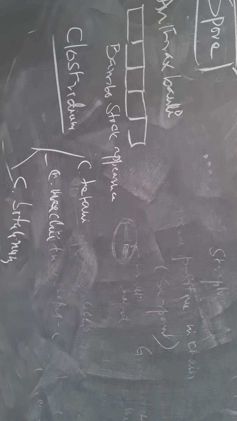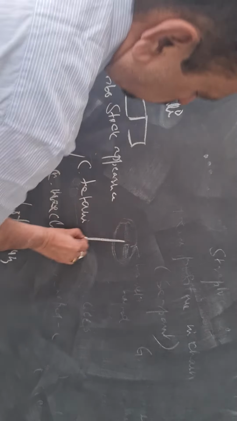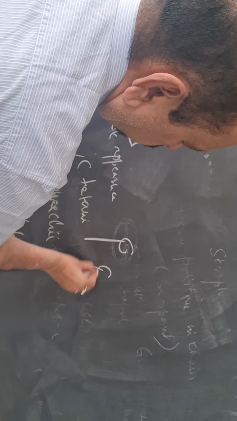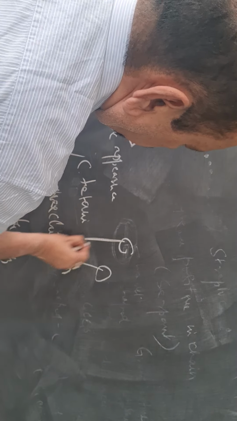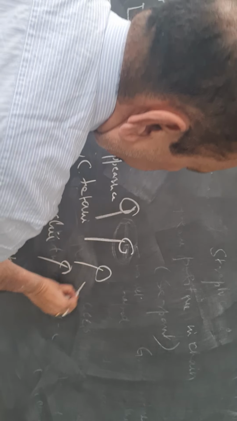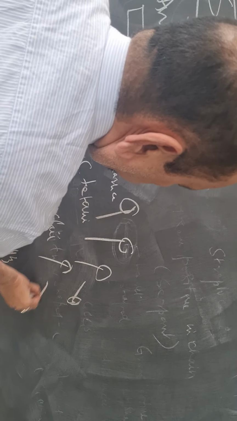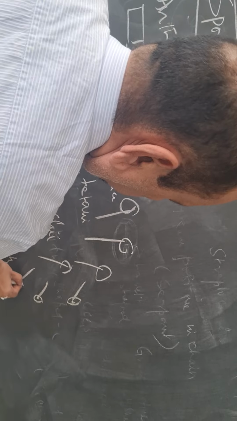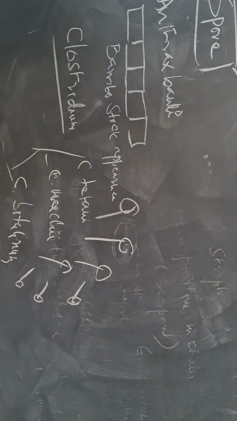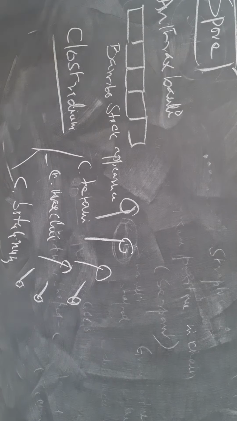And tetani has got terminal bulging spore. It gives rise to drumstick appearance. Drumstick is not your vegetable drumstick with which you hit the drum. Drumstick appearance. Clostridium tetani gives rise to tetanus.